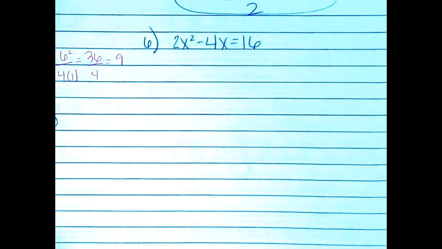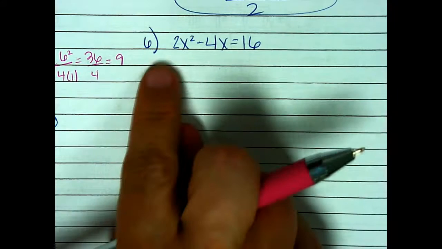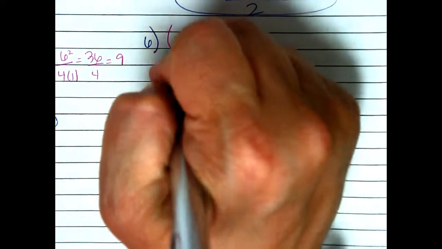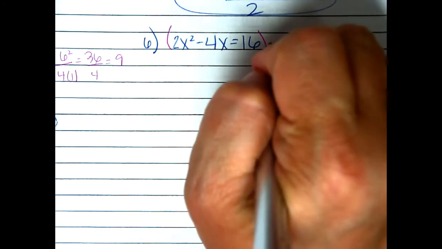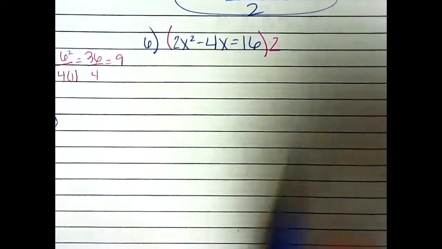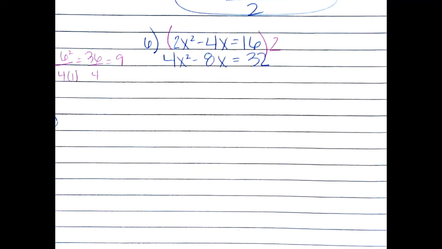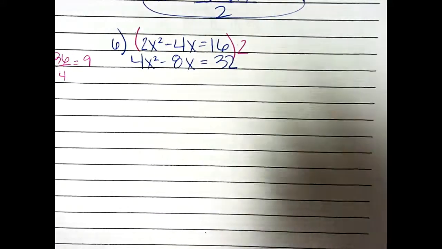Example 6 is 2x squared minus 4x equals 16. Again, step 1 has been done, but step number 2, my a term, is not a perfect square. So I can multiply this by 2. Remember, you have to distribute it to every term. So this is 4x squared minus 8x equals 32. And now I can complete the square.